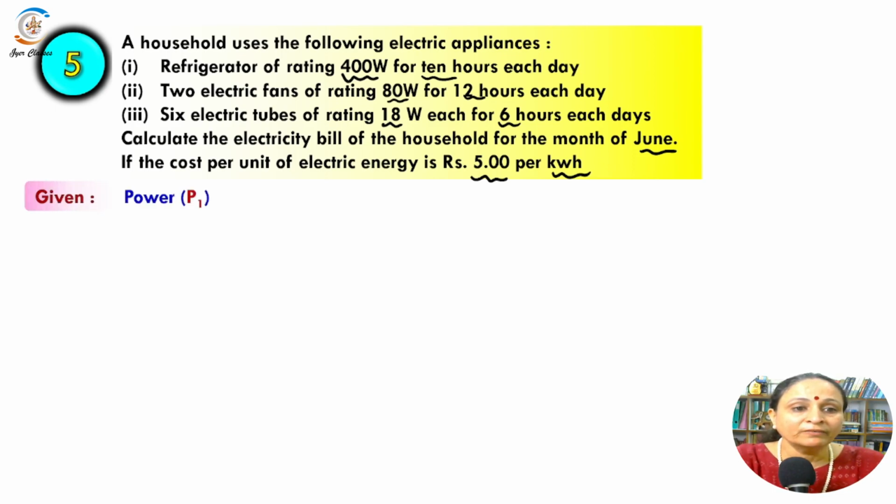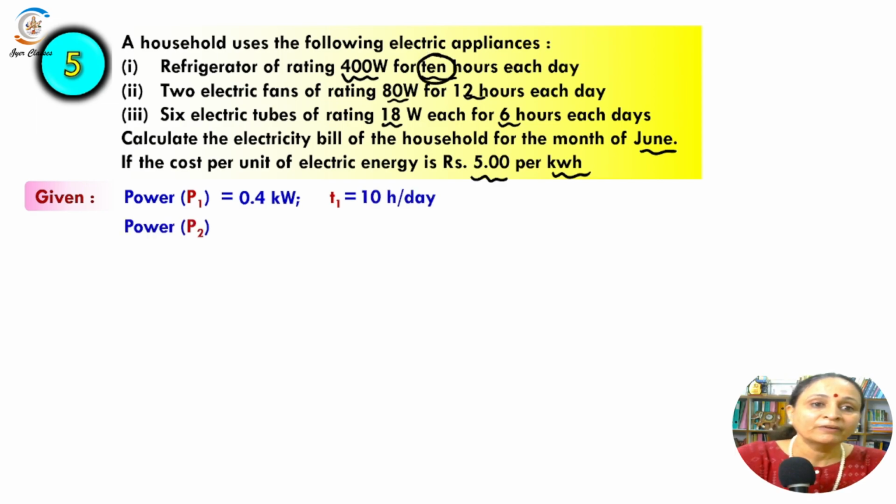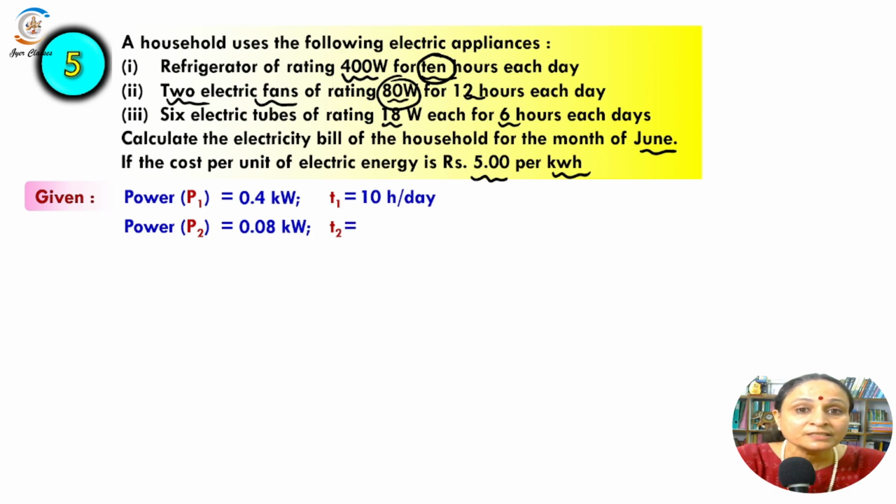So we have got power P1 of the refrigerator, it is 400 watts. 400 watts is 0.4 kilowatt. And what about the time for which this refrigerator is used? So T1, it is 10 hours a day. What about the power of the electrical fans? How many fans are there? 2 fans are there. What is the rating? 80 watt. And for how many hours is it used? It is 12 hours each day. So 80 watt means 80 by 1000, so 0.08. Time is T2, which is 12 hours a day.